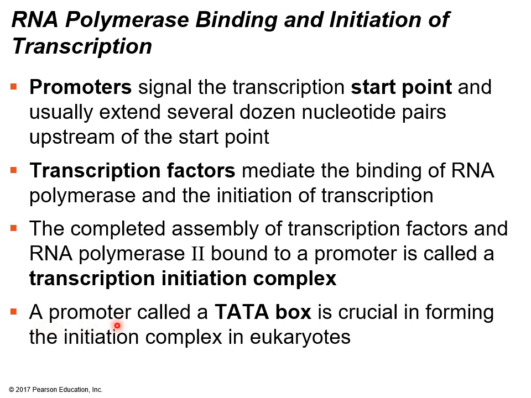The promoter is going to be made up of several T's and A's, and we call this the TATA box. And the TATA box is crucial in forming the initiation complex in eukaryotes. And another important fact about the TATA box is that it's mainly made up of T's and A's. This is important because the hydrogen bonding between T's and A's is a lot weaker than between G's and C's, because we only have 2 hydrogen bonds between A's and T's. This is going to help the RNA polymerase to separate the DNA and start creating the mRNA transcript.